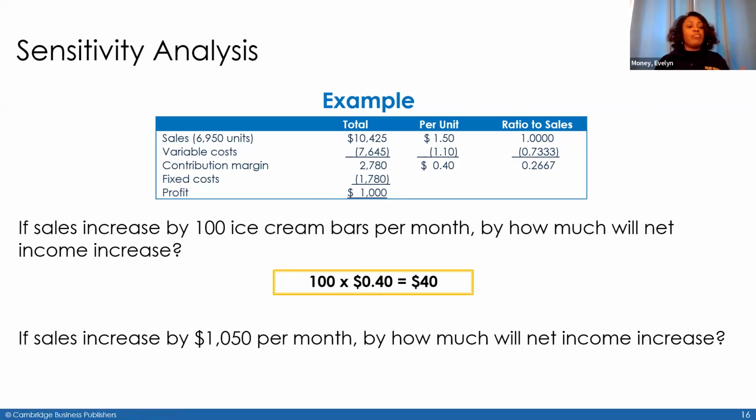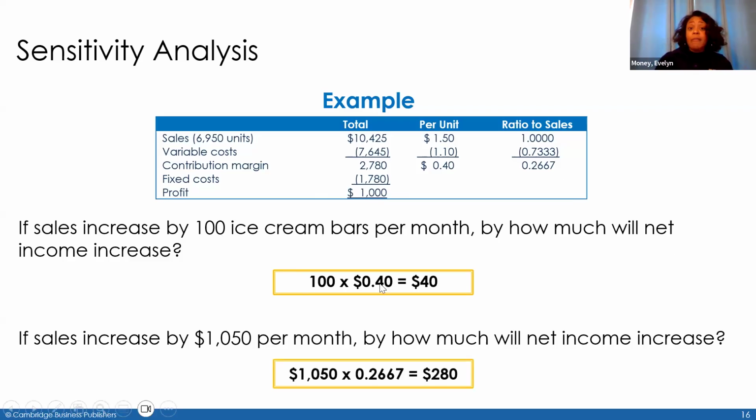Now, if I wanted to know this in terms of dollars, in other words, if my sales increase by a certain dollar amount, how much would profits increase, then I would need to use the contribution margin ratio, where we would take that increase of $1,050 and multiply it by the contribution margin ratio, and then we're going to see an increase of $280. So it's a shortcut way to answer this question without having to go through all of the work of recreating a contribution margin income statement or plugging everything into the profit equation. So in sensitivity analysis, we can use our shortcut of contribution margin per unit and contribution margin ratio.